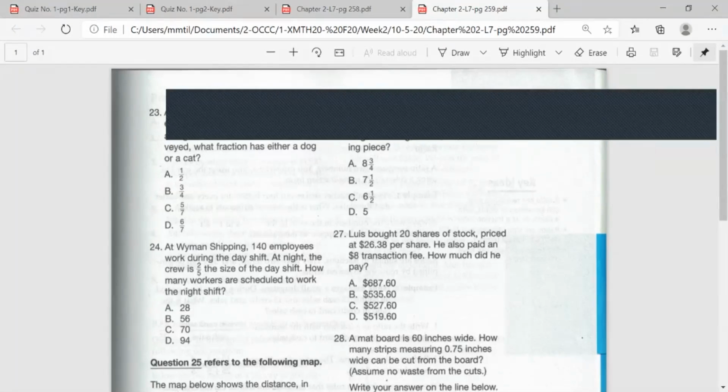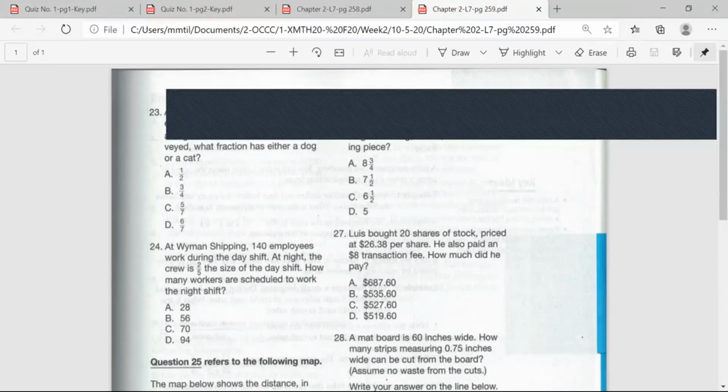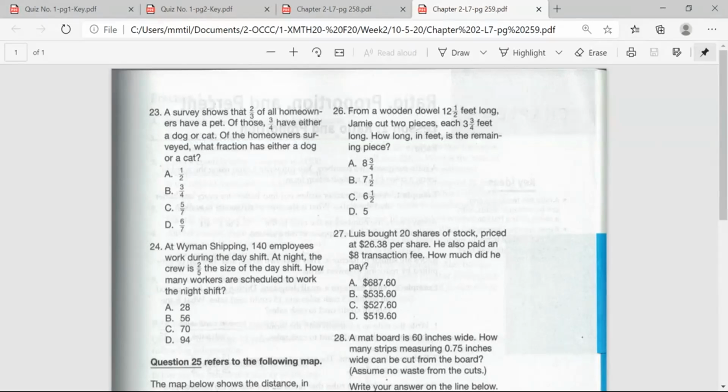Okay, 23. A survey shows 2/3 of all homeowners have a pet. Of those, 3/4 have either a dog or a cat. Of the homeowners surveyed, what fraction has either a dog or a cat? See, my mind went to, I don't know how many homeowners were surveyed, so I can't do this equation. Yeah, but you just want the ratio. You don't care how many were surveyed. Okay, it's just the ratio, that's all.